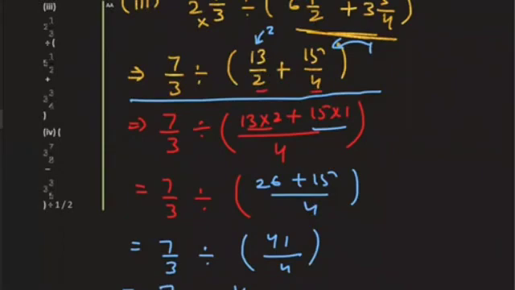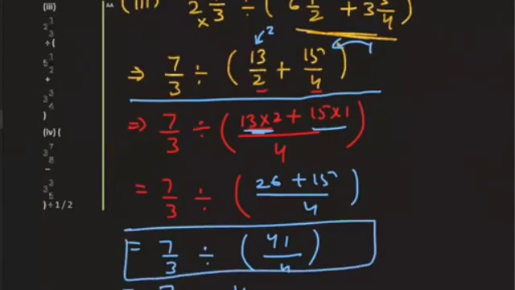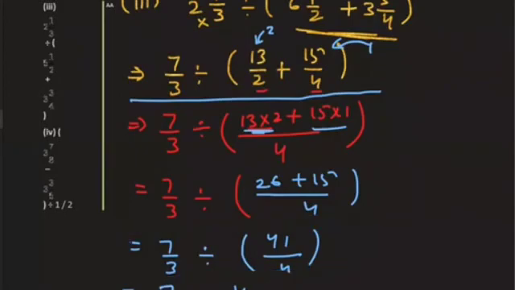7 upon 3 divided by 13 into 2 is what? 13 2s are 26. Fine. And 15 ones are 15 upon 4. Now, what is the sum of 26 and 15? 41. 41 upon 4. Now, finally, यहाँ तक आपके समझ में आ गया होगा. Okay. So, what I have done, 41 upon 4.